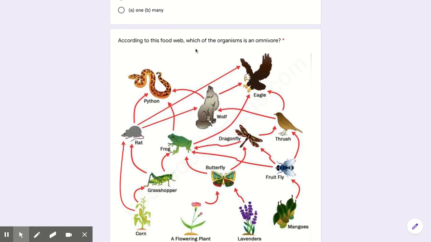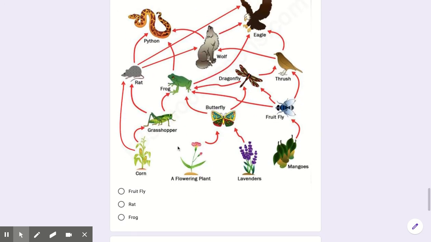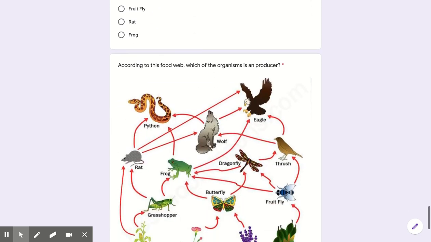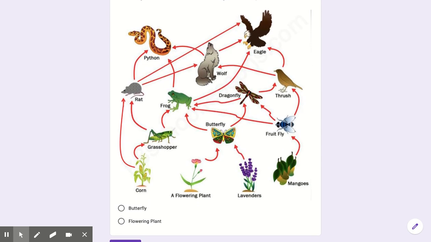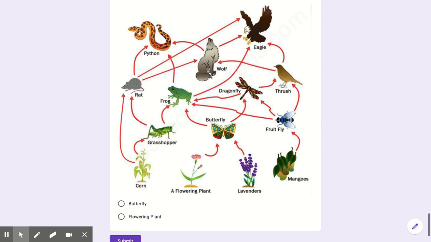According to this food web, which of the organisms is an omnivore? Fruit fly, rat, frog. According to this food web, which of the organisms is a producer? Butterfly or flowering plant?